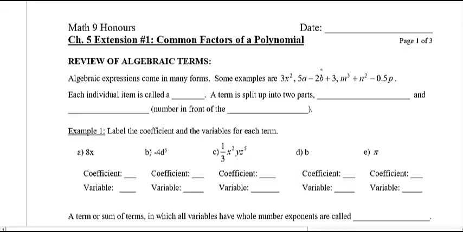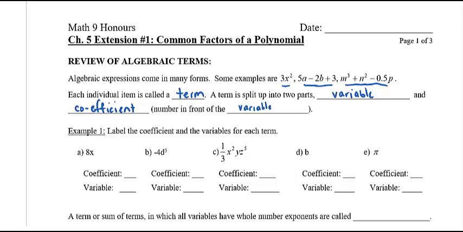3x squared, 5a minus 2b plus 3, m cubed plus n squared minus 0.5p. Now each individual item is really called a term. And a term can be split up into two parts. There is a variable, that's like the letter, and something called the coefficient. That's the number in front of the variable. So let's practice labeling the coefficients and variables for each of these terms in example number 1.